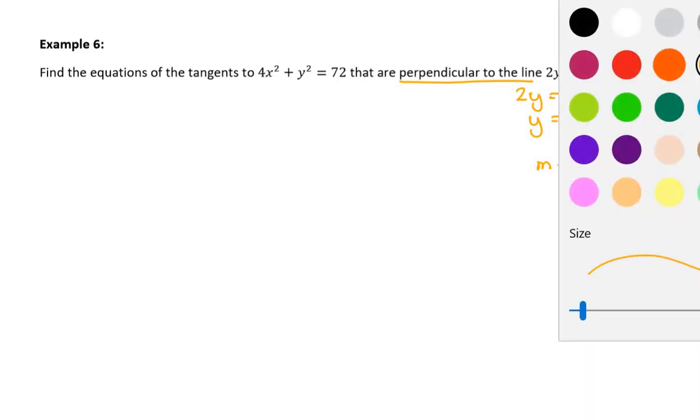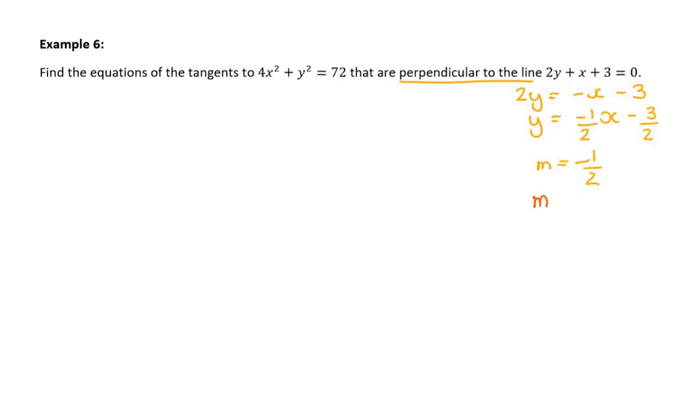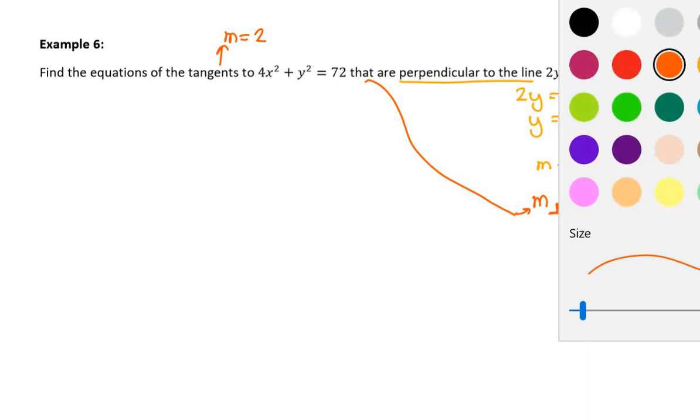So if that gradient is minus a half, what would the gradient of the perpendicular line be? So that's a perpendicular symbol. That gradient would be 2. So they're actually saying find the equations of the tangents to 4x² + y² = 72 that have a gradient of 2. So the tangents must have a gradient of 2, which means the graph has to have a gradient of 2. So where will this graph have a gradient of 2?